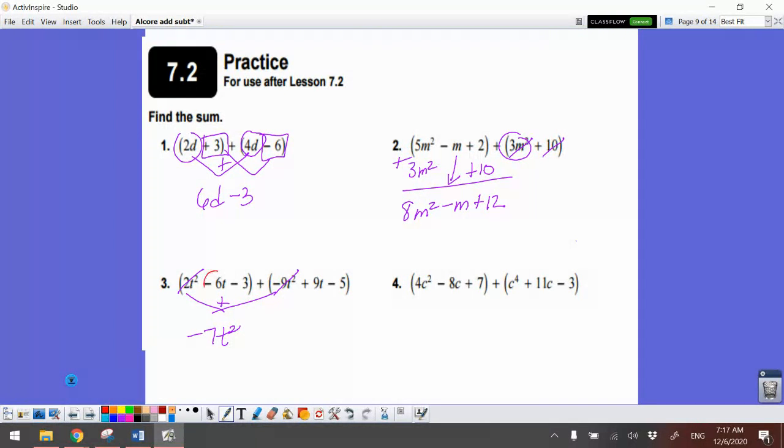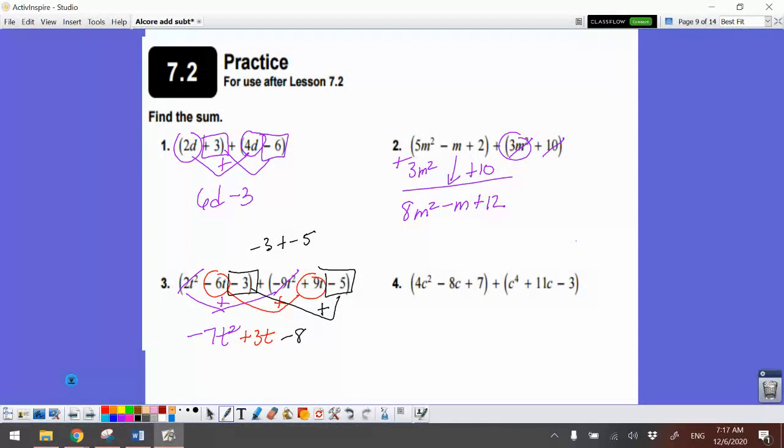My next set, negative 6, positive 9. Remember to take the sign with the number. So negative 6 plus 9 is a positive 3. And the piece I have left, negative 3, negative 5. Remember, I'm adding. Negative 3 plus negative 5 is a negative 8. All right, now let's take a look at the next one.